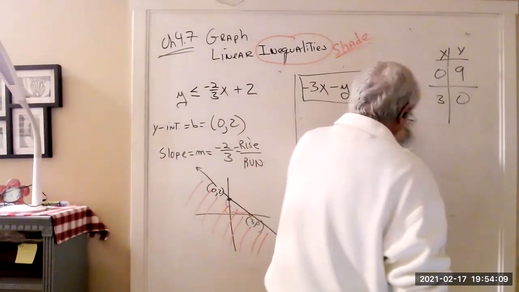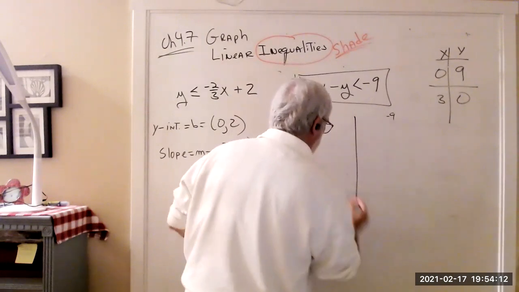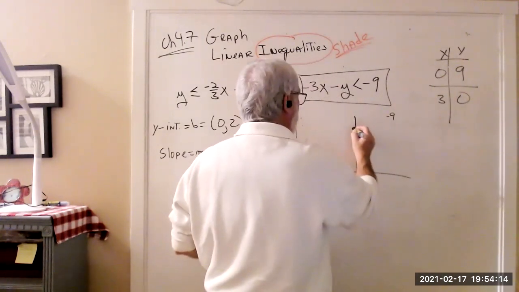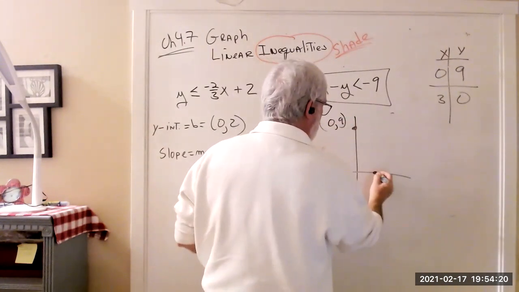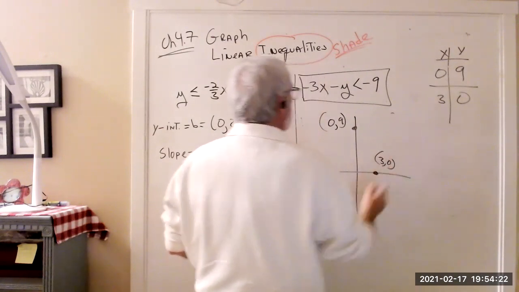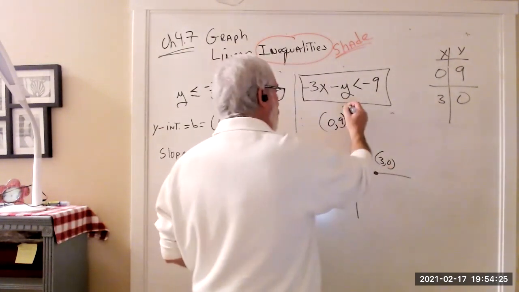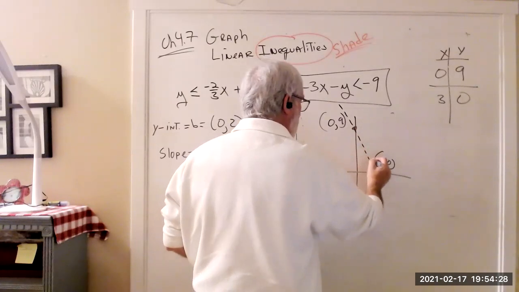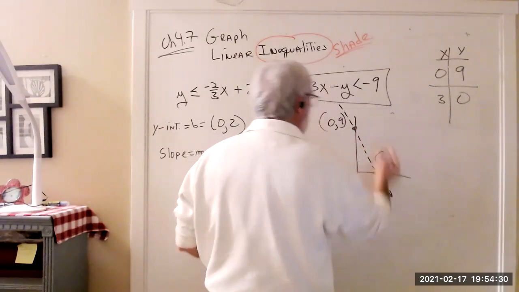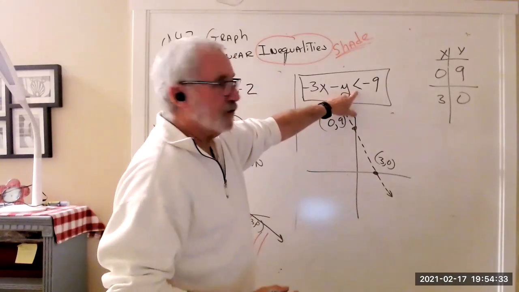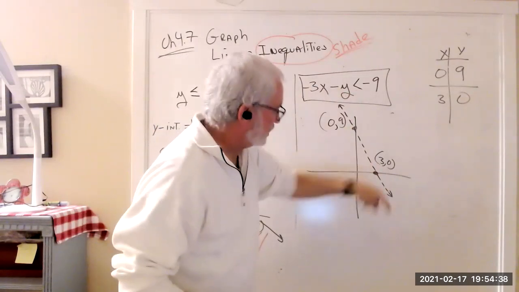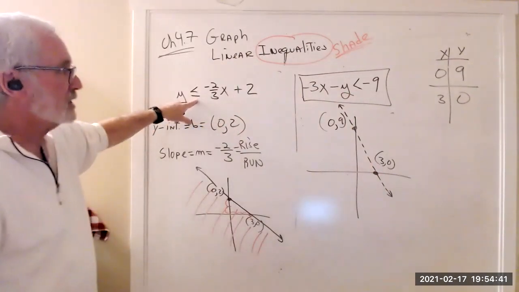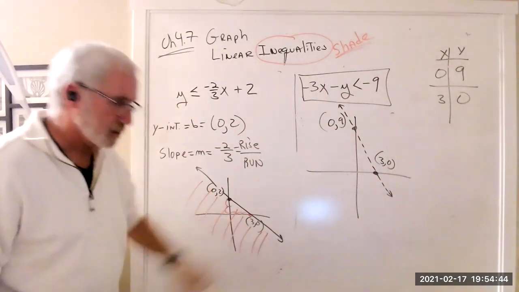Okay. So now, those give us points, ordered pairs. So the first one is 0, 9. 0, 9 is there. 3, 0 is there. You guys told me a second ago that it's a dotted or dashed line because it was a less than, not an equal, a less than. So that makes it a dotted line. Less than or equal to would be a solid line. That's the difference.